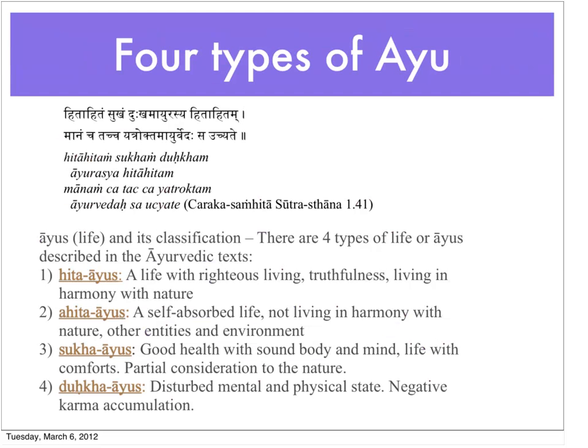And one last verse for today. This is from Charaka Samhita again. What are the 4 types of ayu? Hitahitam sukham dukkham ayurasya hitahitam manam cha tatcha yatroktam Ayurveda sa uchyate. Ayus is life.